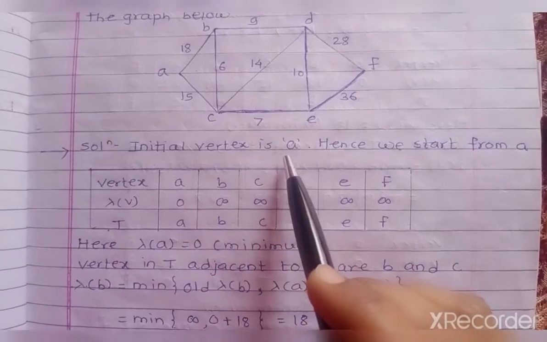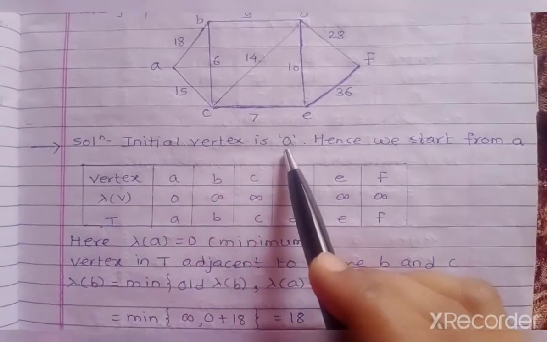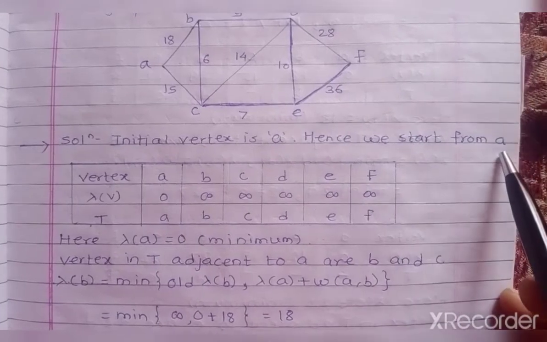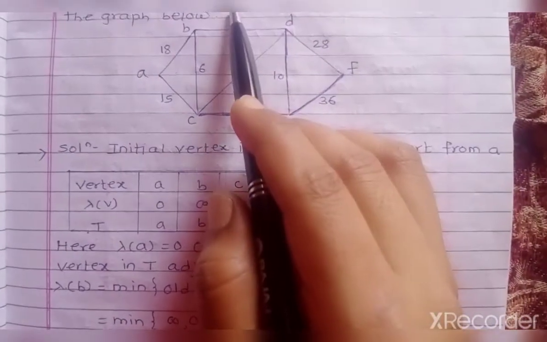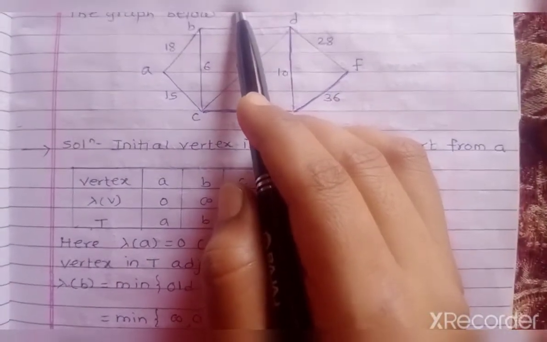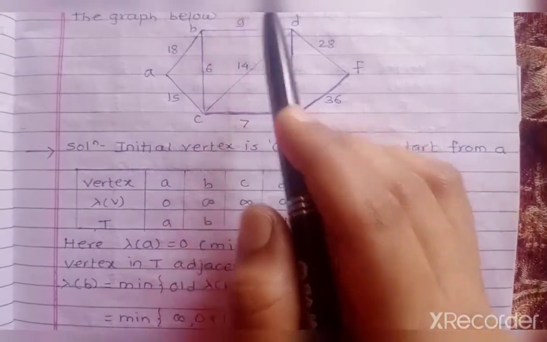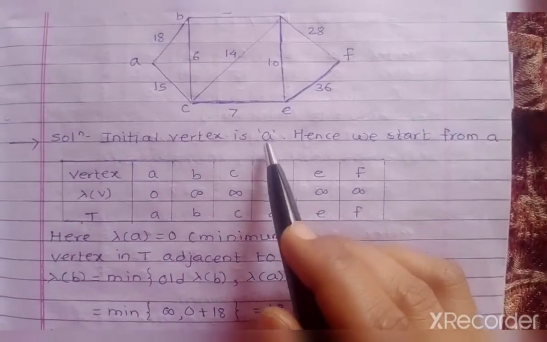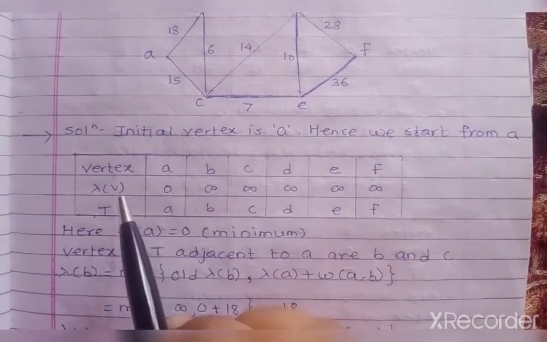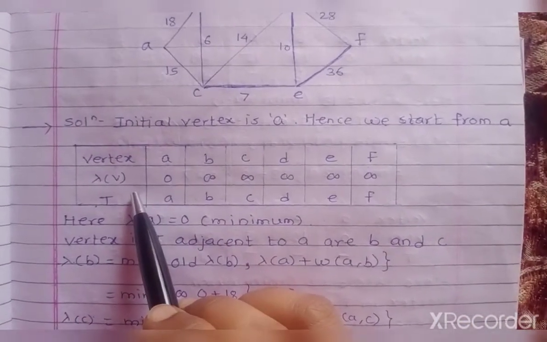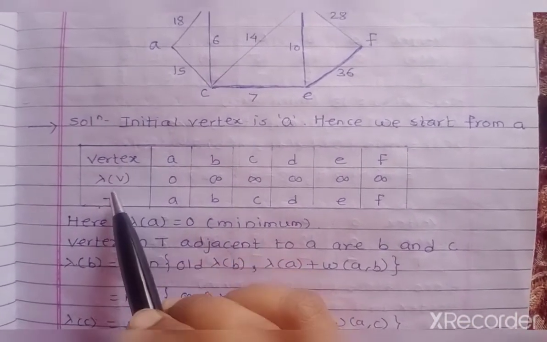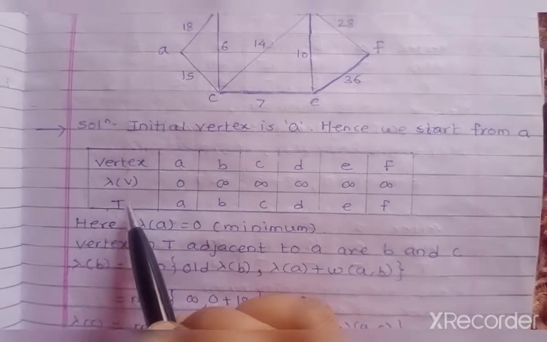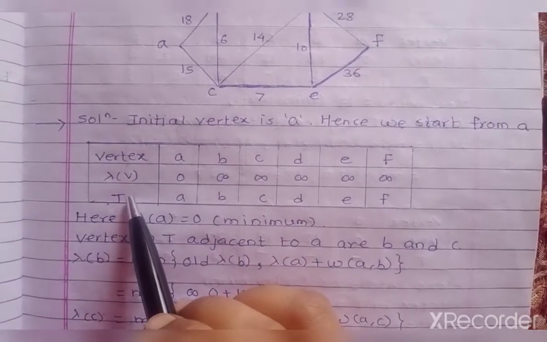The initial vertex is A, and hence we start from A. So in this example we have to find the shortest path from the vertex A, and for that reason we start from this vertex A. Now we prepare the first table which contains the entries of the vertex, lambda of V, and T, where T denotes the temporary vertices.